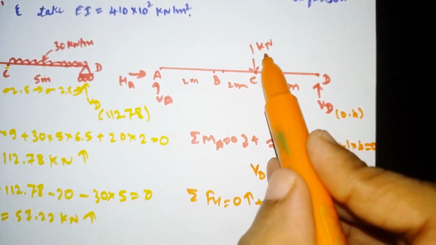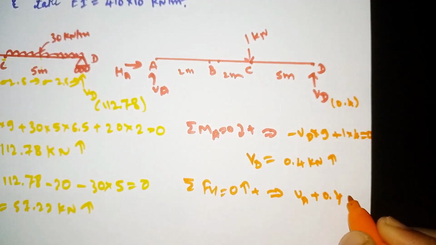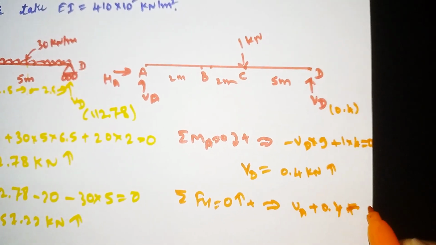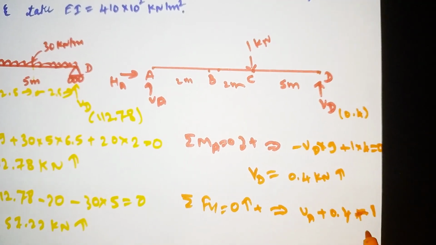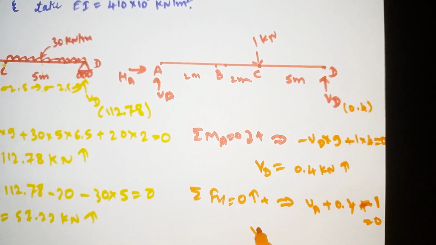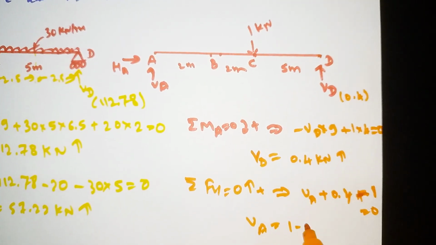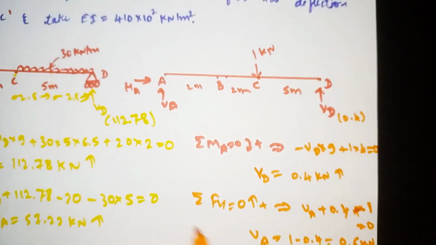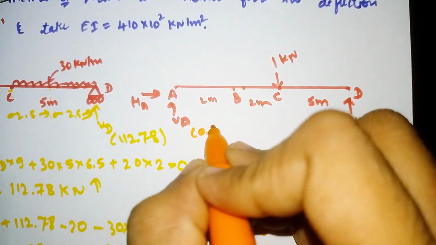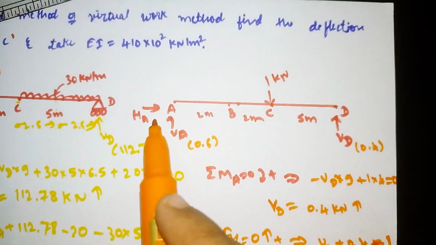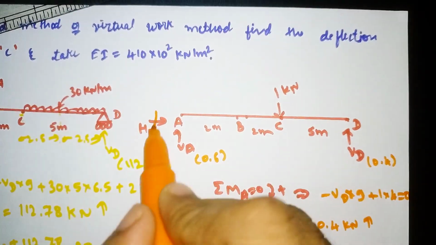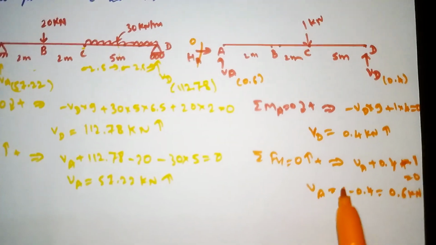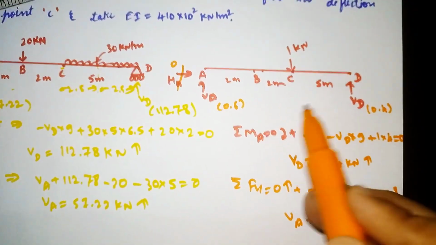Here one unit load of 1 kilonewton is coming downward. So minus 1 is equal to 0. Now solve it. Our VA value will come out as 1 minus 0.4, which is 0.6 kilonewton. It is also moving upward. So the VA value we got was 0.6. There is no horizontal load, so HA value becomes 0 here also. So this is how we need to find the support reactions for this redundant diagram.